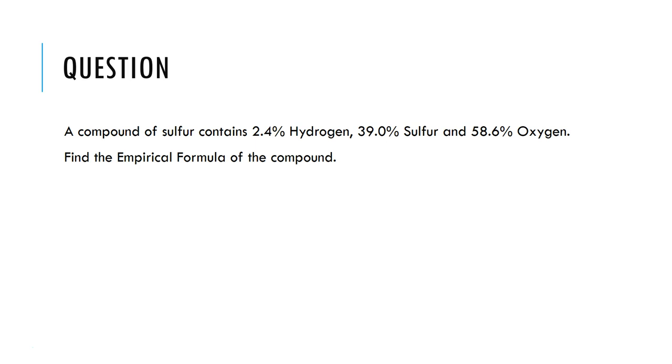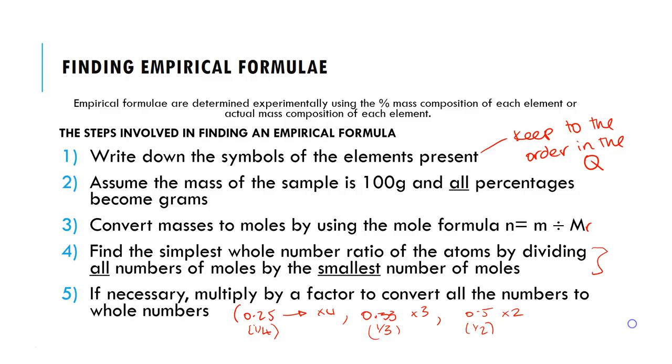A compound of sulfur contains 2.4% hydrogen, 39.0% sulfur, and 58.6% oxygen. Find the empirical formula of the compound. Okay, step 1. What was step 1? Step 1 was write down the symbol of the elements present. Okay, keep to the order in the question.